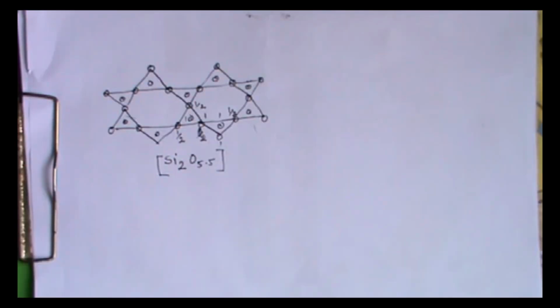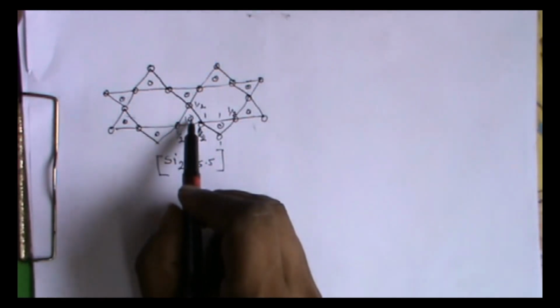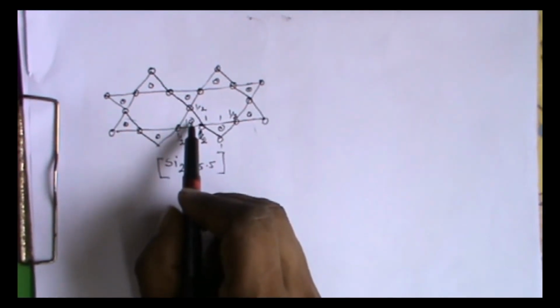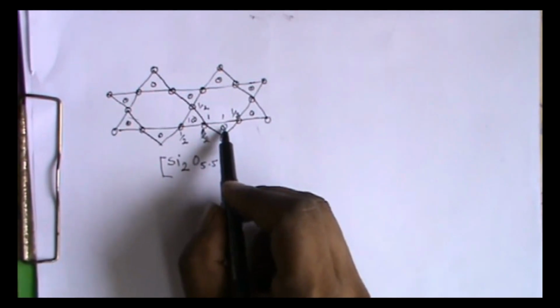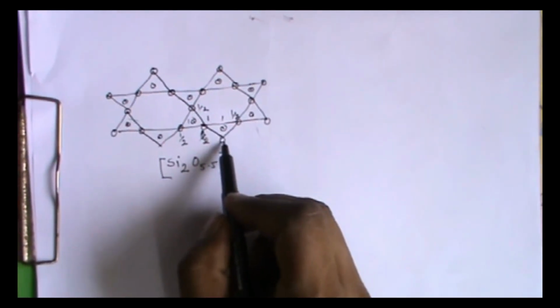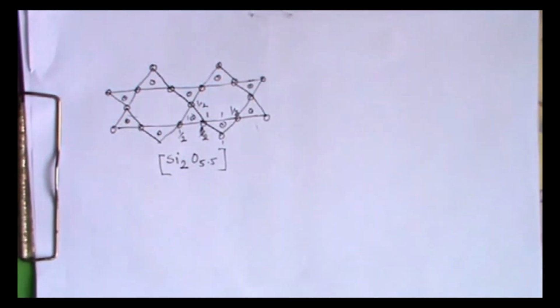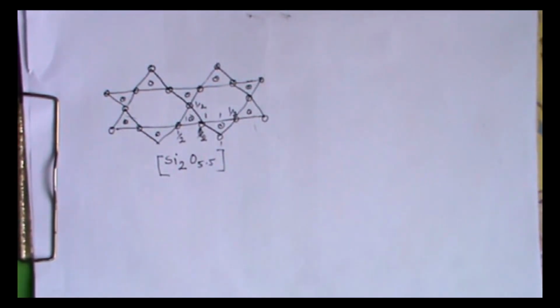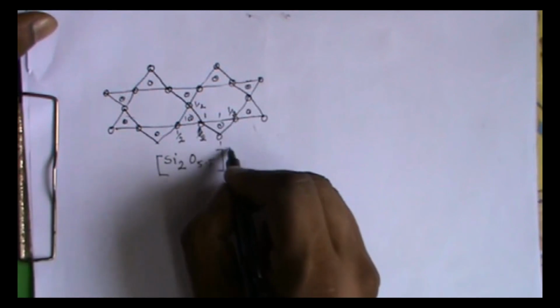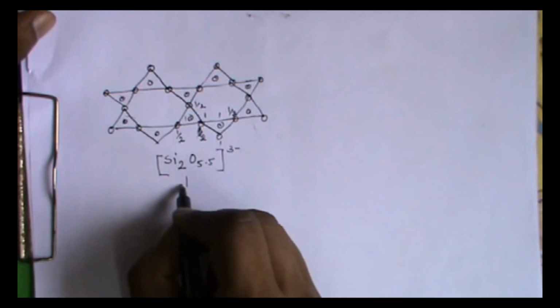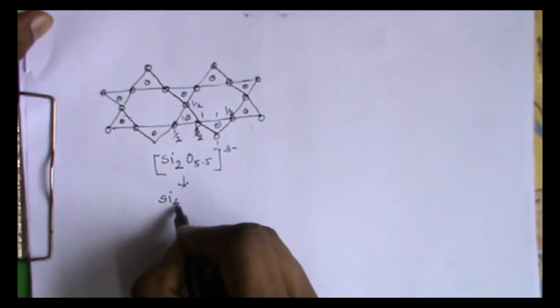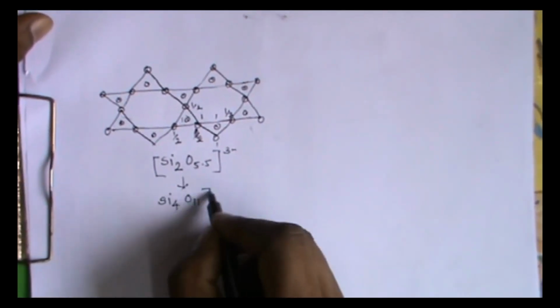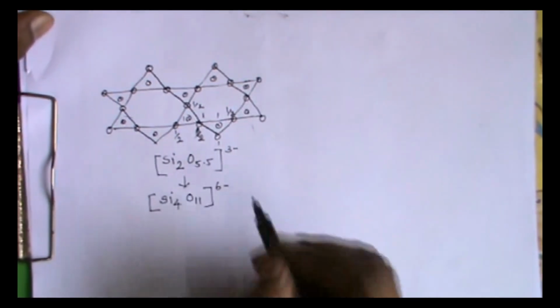What about the charges? This is not shared. Because of that, there will be one minus charge on this oxygen. Similarly, there will be one minus charge on this oxygen and there will be one more minus charge on this oxygen. The oxygen atoms which are not shared by two tetrahedral units will have charges. So there will be three minus charges. Here I multiply by 2 so that I will get a whole number. What I get is 6 minus.